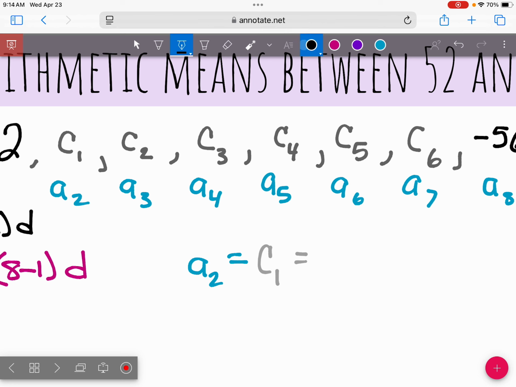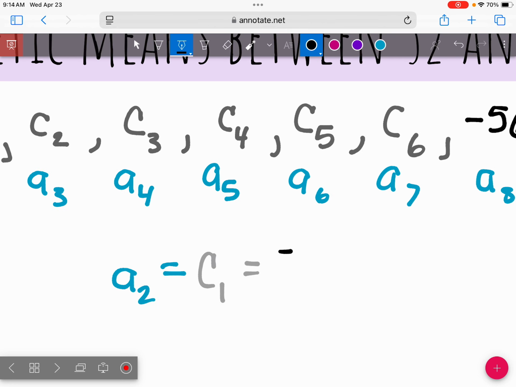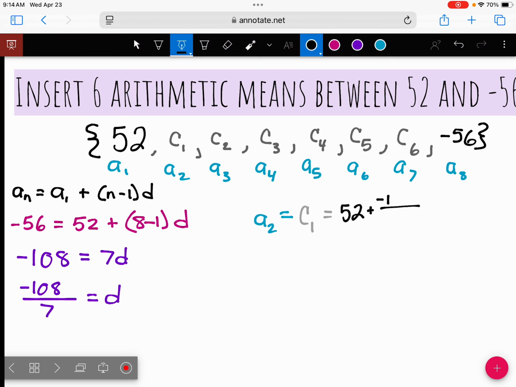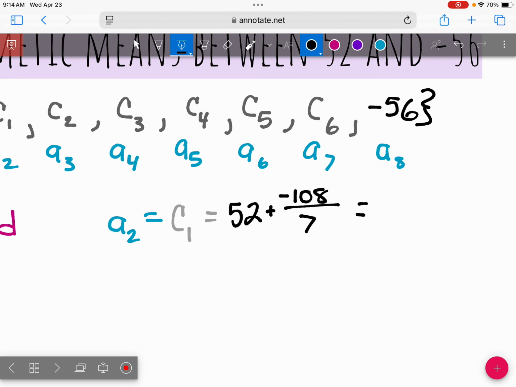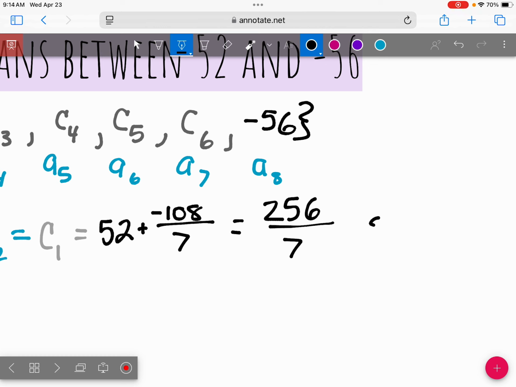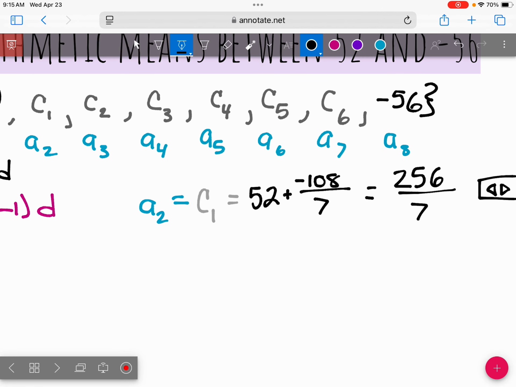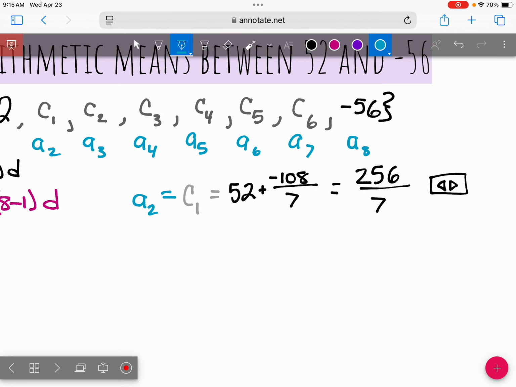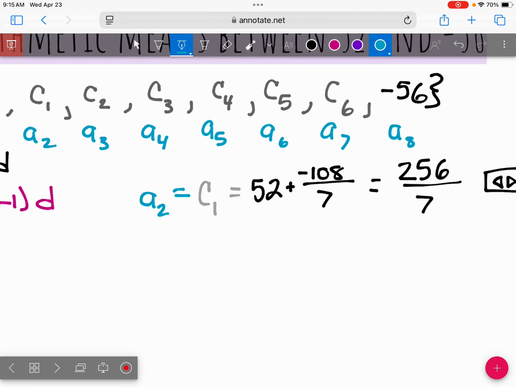I'm going to go with fractions. So I'm going to take my 52 and we're going to add our common difference of negative 108 over 7. You can do that in the calculator. It will spit it out properly with a nice fraction: 256 over 7. If you want to get that as a decimal, that's totally fine. Hit the button that looks like this to get a decimal. But honestly, it's more accurate to leave it as a fraction, so I'm going to leave it like that. You do not need to have it as a decimal. 256 over 7 is plenty.